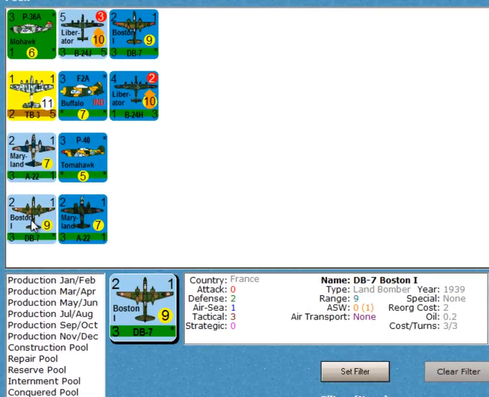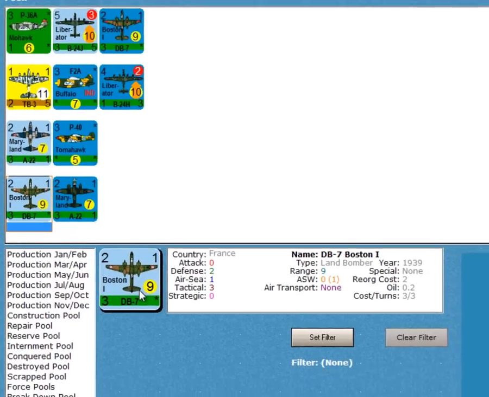So for instance, this Boston 1 unit is a French unit, but it's actually sourced from the United States. So if the French can persuade the United States to give them the Boston 1 bomber, what will happen is this unit will go into the force pools for the French, and a comparable unit will be removed from the force pools for the US. And the French would probably like to have this unit because it has a tactical of 3 and a range of 9, which is better than the ones that they have currently.